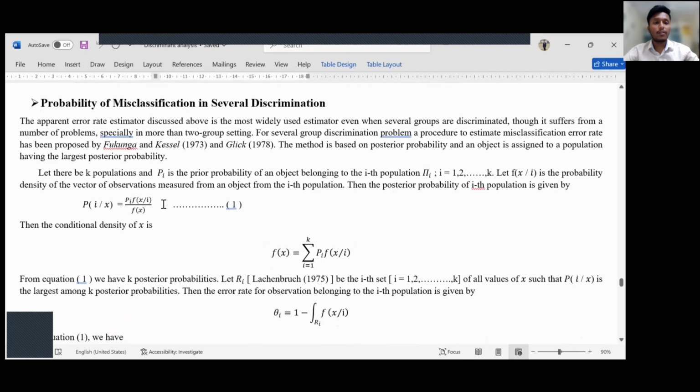So now, probability of misclassification in several group discrimination. The apparent error rate estimator discussed above is the most widely used estimator even when several groups are discriminated, though it suffers from a number of problems, especially in more than two group settings. For several group discrimination problems, a procedure to estimate the misclassification error rate has been proposed by Fukunaga and Kessler in 1973 and Glick in 1978. The method is based on posterior probability, and an object is assigned to the population having the largest posterior probability.